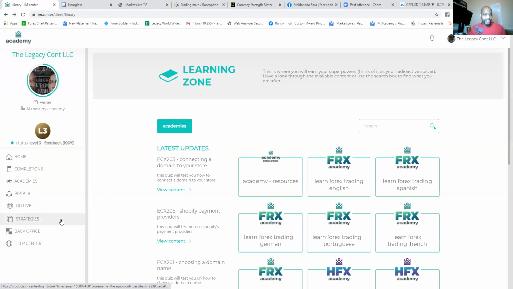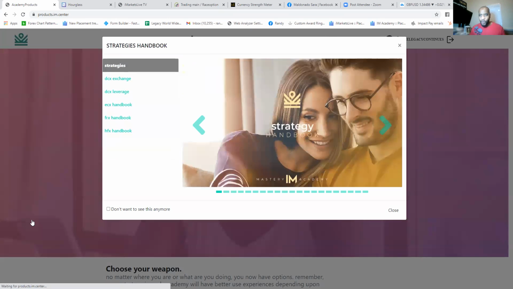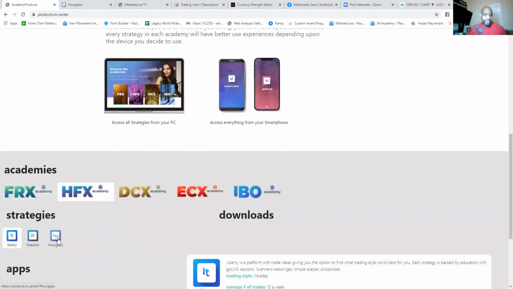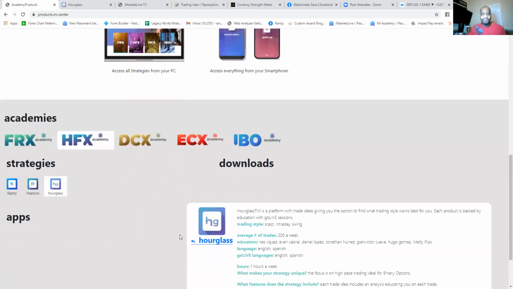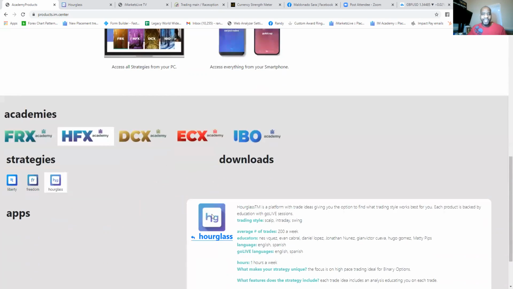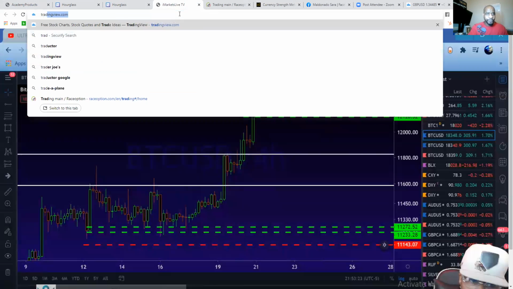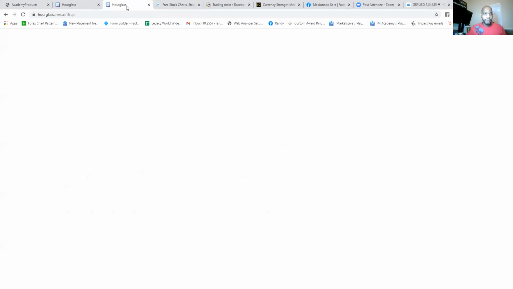Okay, let's dip into the strategy now. So going down here under IM.center, I'm going to go to strategies here. Of course, if you have a broker, choose a broker of your choice. And you're going to take this and utilize the strategy. Now, me personally, what I like to do is I like to also have Trading View automatically up as well too. So with Trading View, I'll have that up with Hourglass as well.